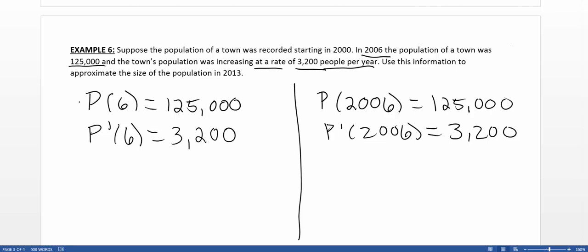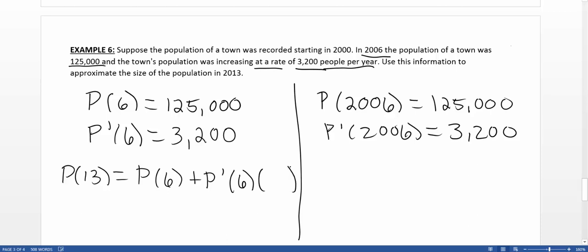Now, we want to use this information to approximate the population in 2013. So since I started measuring in 2000, I'm interested in P of 13. So that's going to equal the point I have plus the derivative at that point times delta x. So to go from 2006 to 2013, or time equals 6 to time equals 13, that's 7 years forward, which means I'm going to be multiplying my derivative by 7. My delta x here is going to be 7. So again, I'm going to carefully plug in these values.